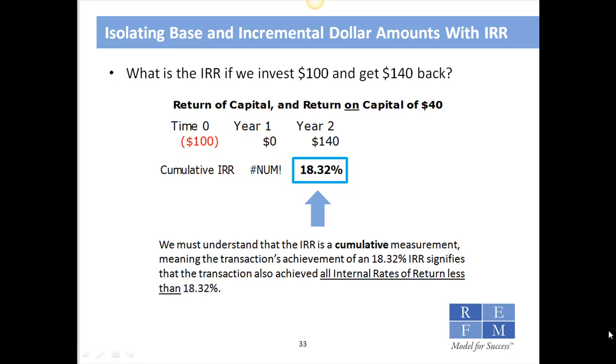We need to understand that the IRR is driven by the cumulative effect of all cash flows through the period of IRR measurement. So if we end up with an IRR of 18.32%, that means that the transaction also achieved all internal rates of return less than 18.32%.